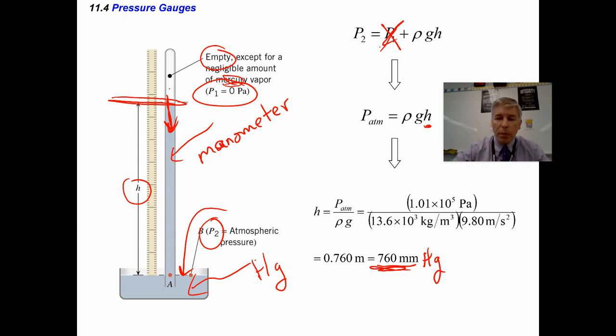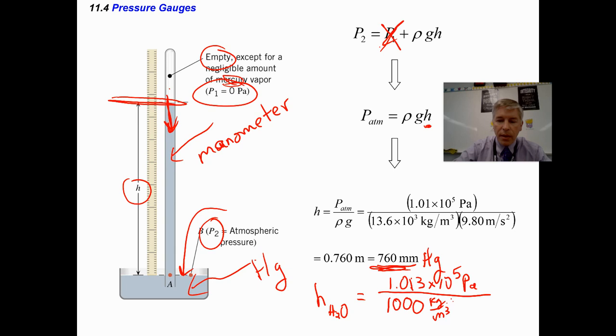The interesting thing is, if you were to do this with water, you'd still have the same top, 1.013 times 10 to the 5th pascals. And then on the bottom, instead of the density of the mercury, you would have the density of water, which is 1,000 kilograms per cubic meter, multiplied by 9.8. And here's the thing I think is amazing: you would have a column that is about 10.3 meters tall.